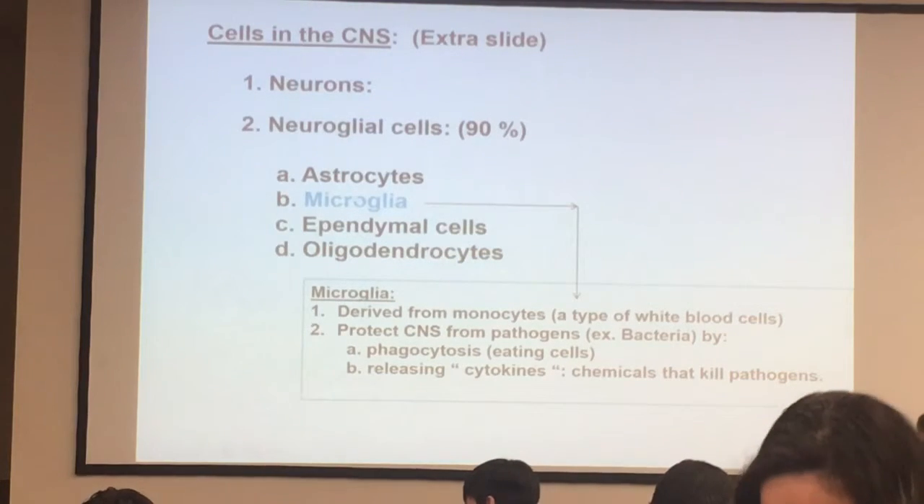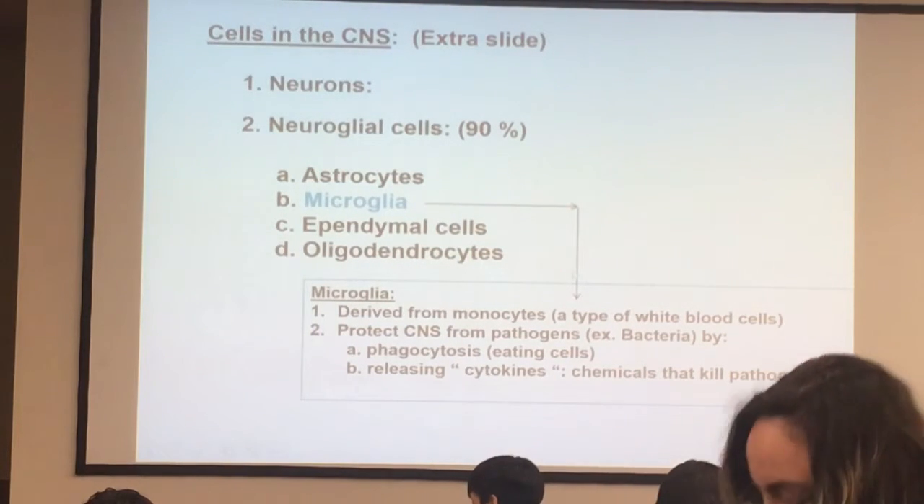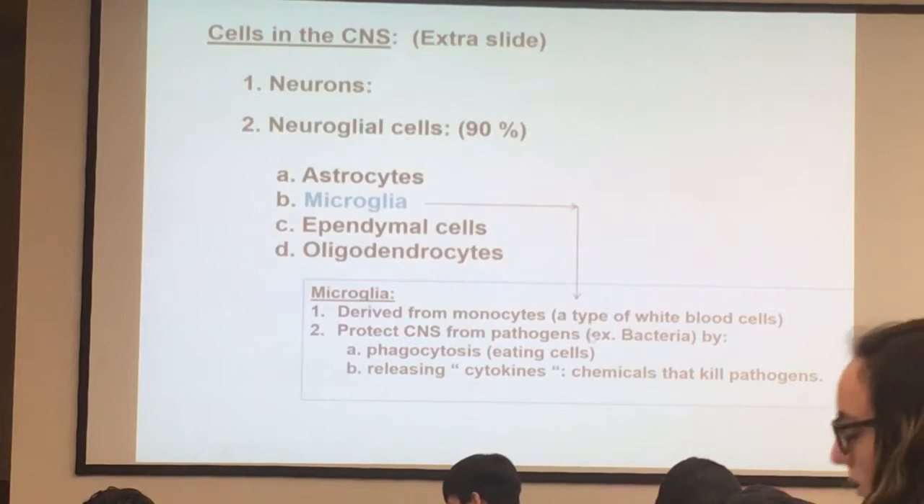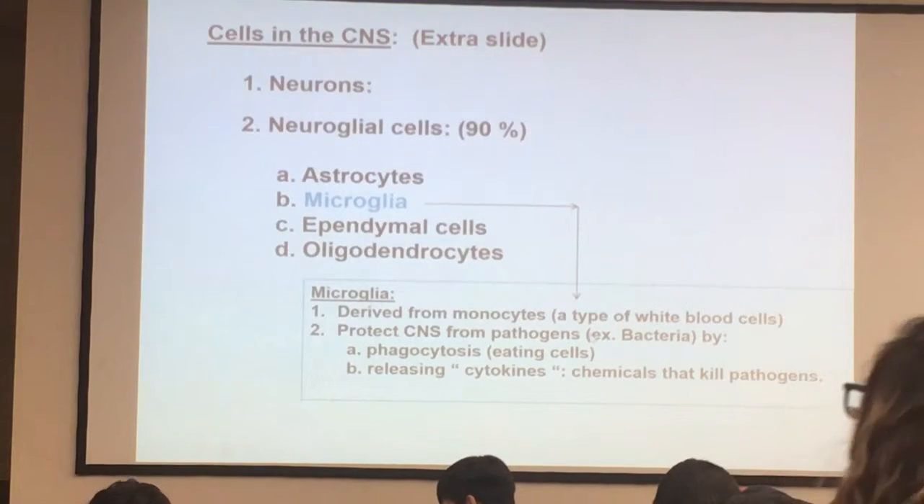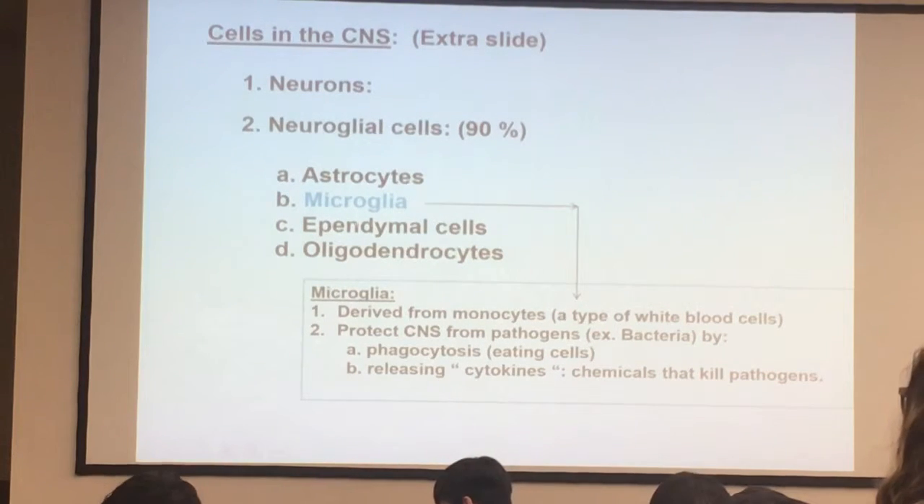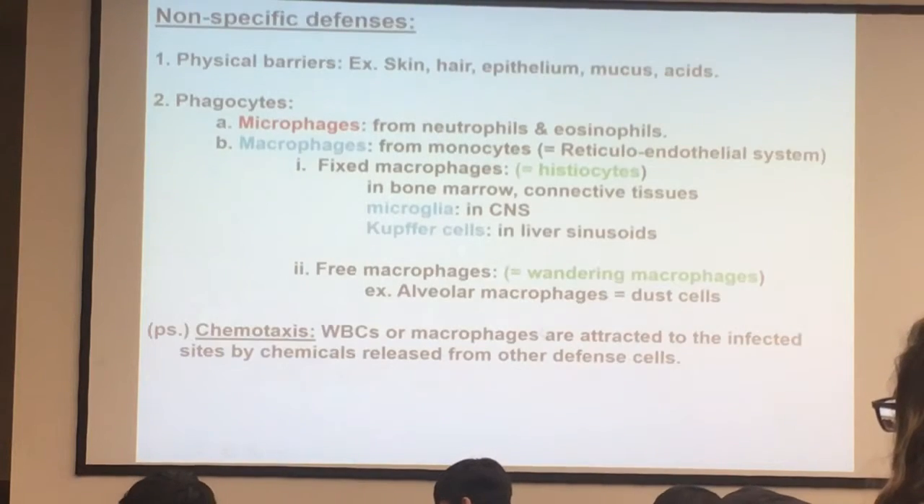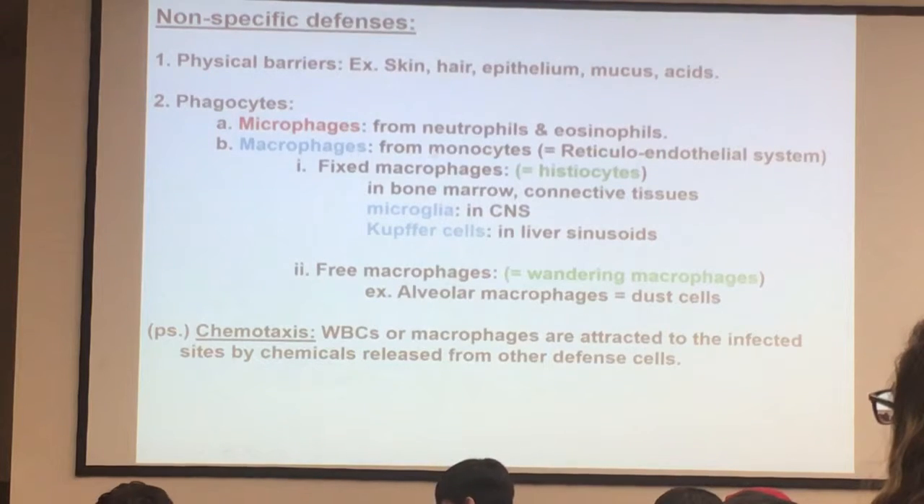Okay, why did I put this here? Because one year an MCAT question asked me this. We asked, microglia come from what type of cell? Multiple choice. Answer: monocyte. Okay, and monocytes belong to what? Macrophage. Okay, that's one.